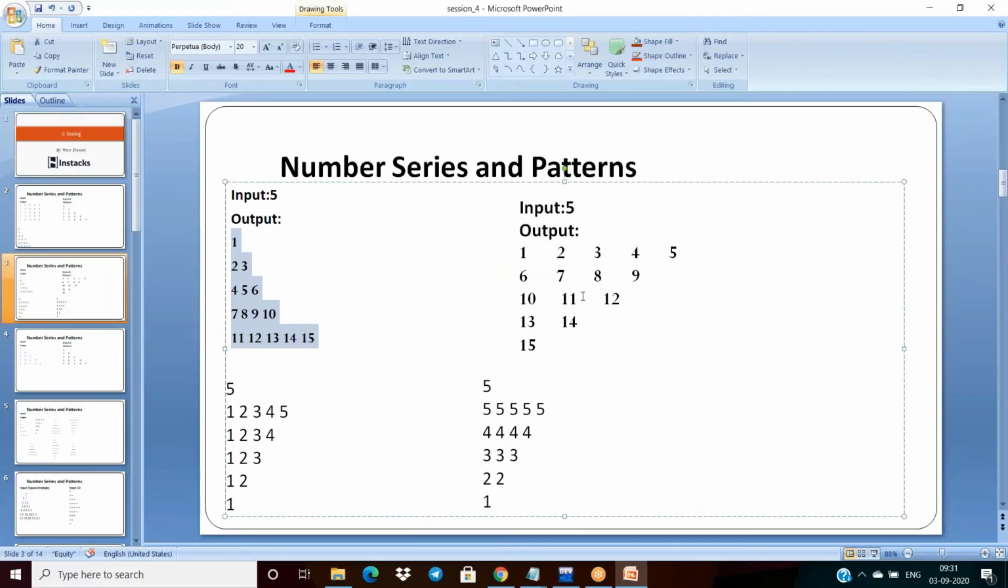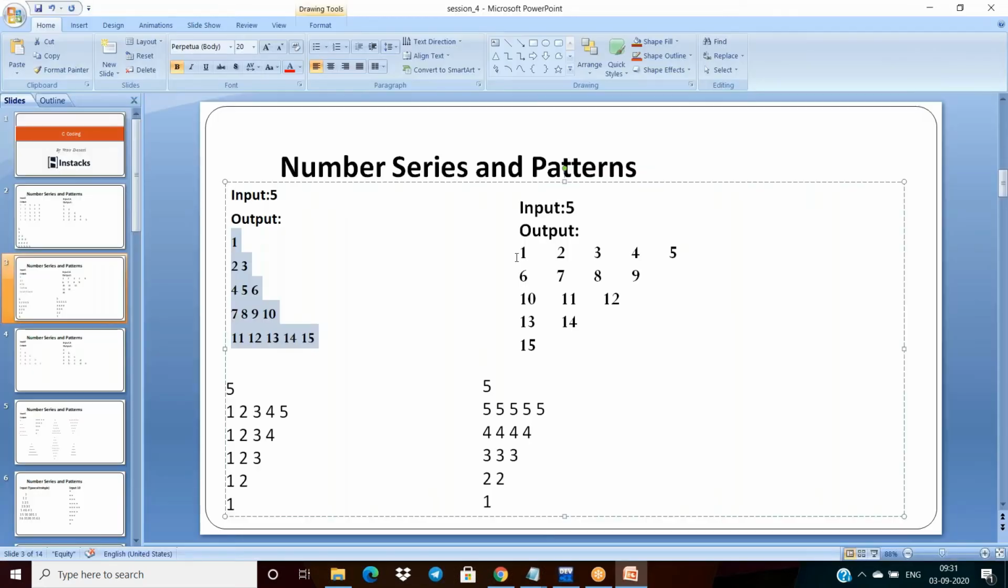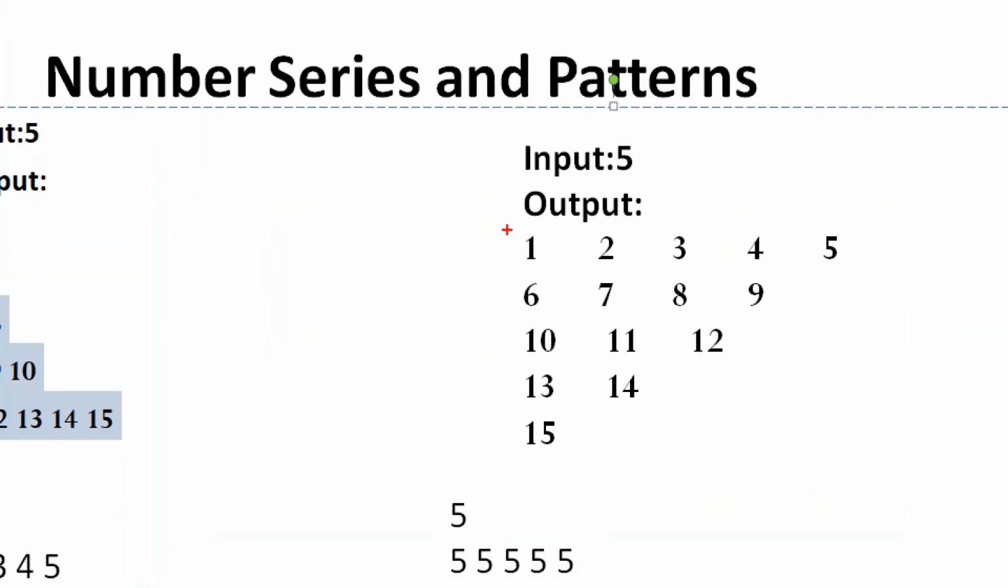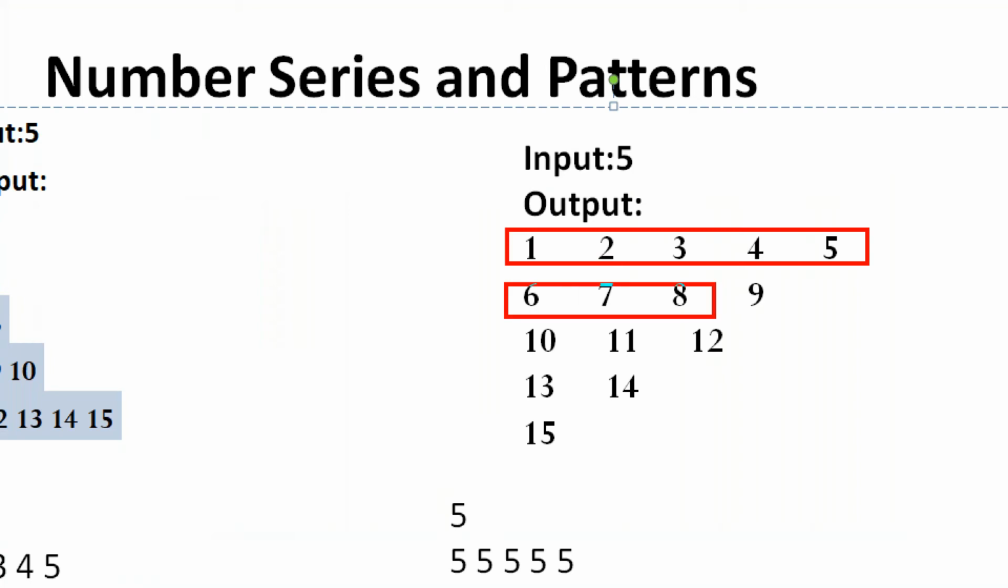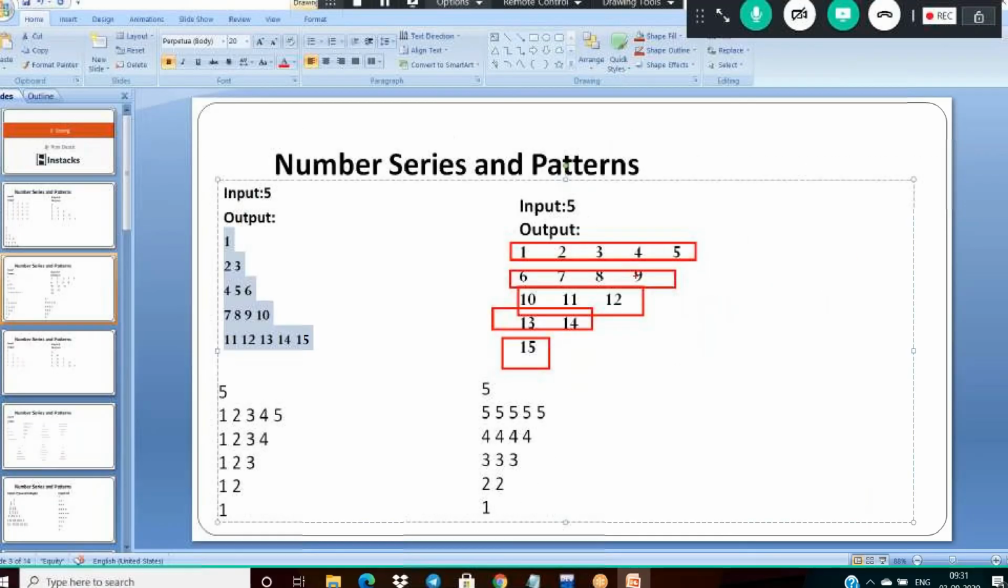So how to implement this pattern here? In this scenario, what do I need to do? First of all, I have to change my pattern representation. This is first 5 terms, second 4 terms, 3 terms, 2 terms, 1 term. First I have to change my pattern's representation style, and then implement this with the help of k. We can implement the task here.